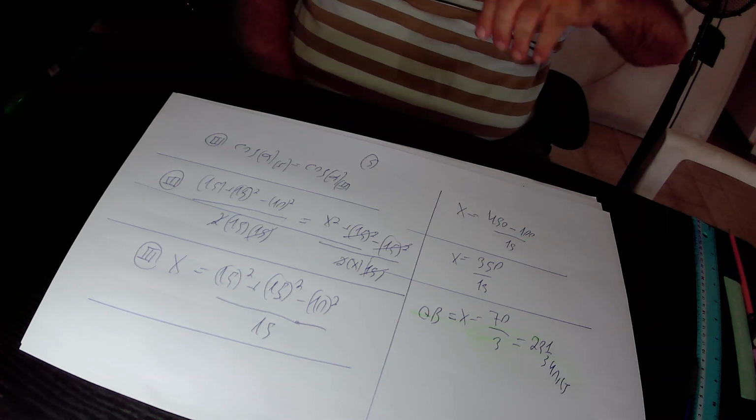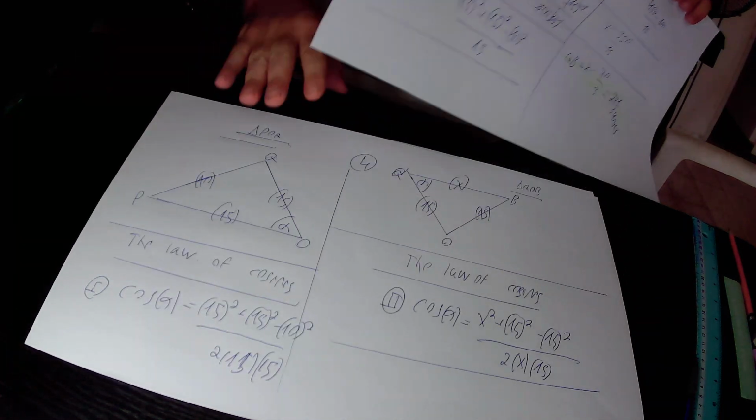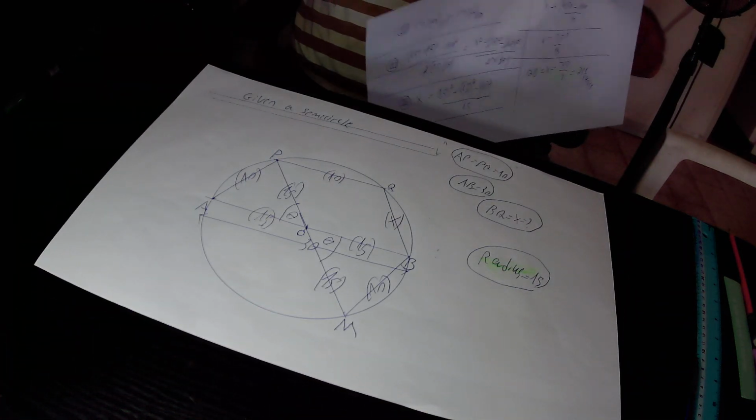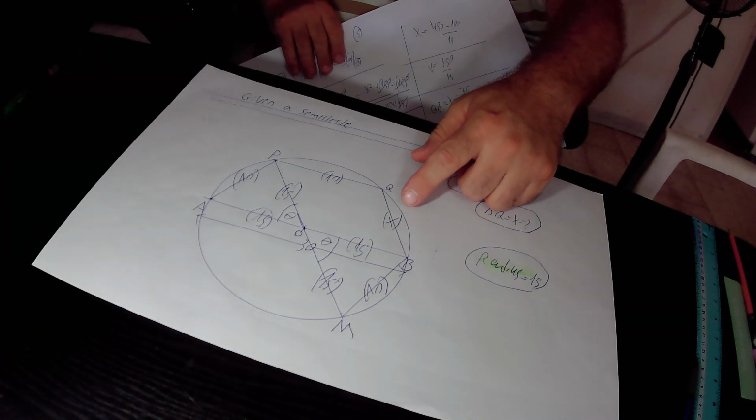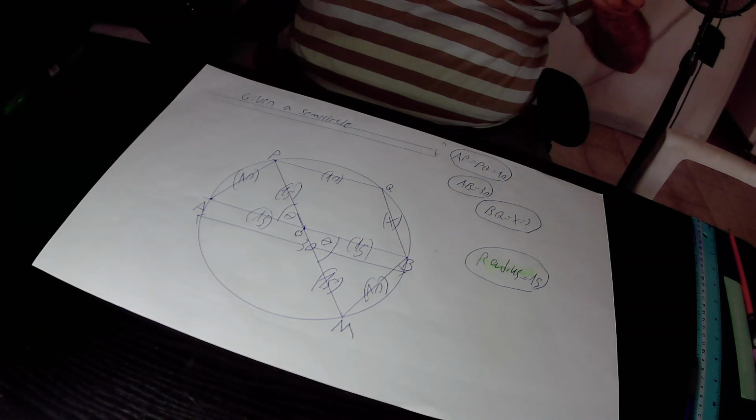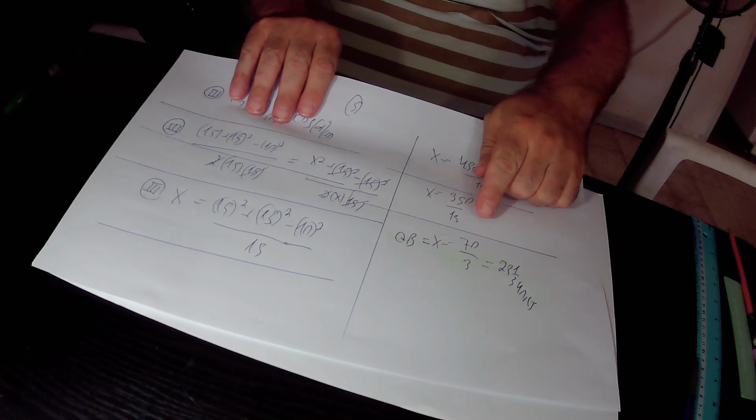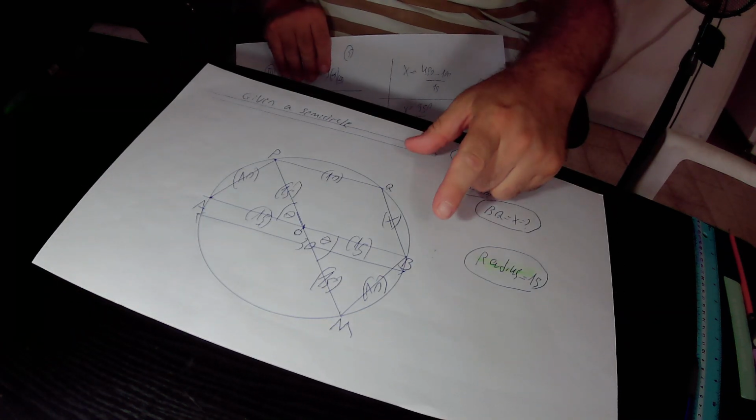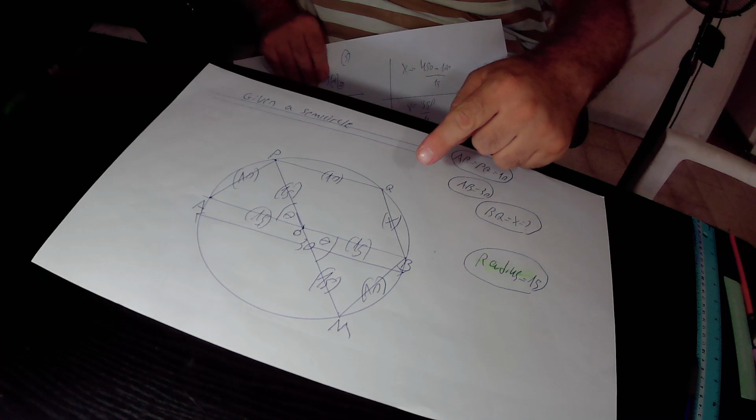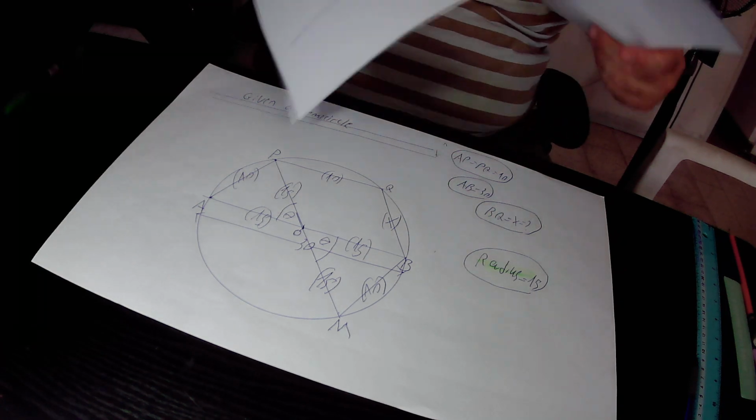So in total, we found that the length of this line segment, which is equal to x, is 70 over 3 units, or in terms of numbers, 23 and a third units in length.